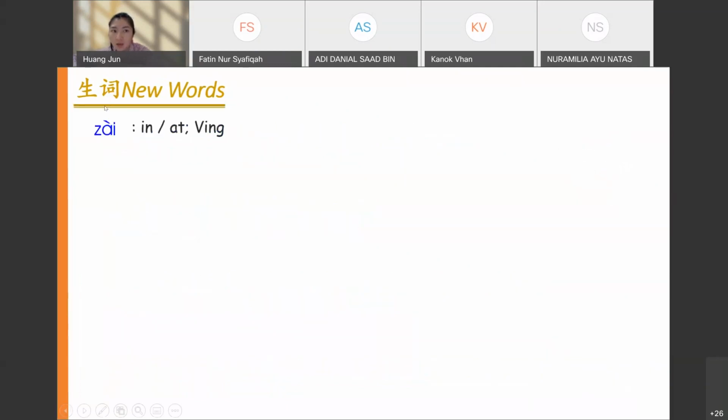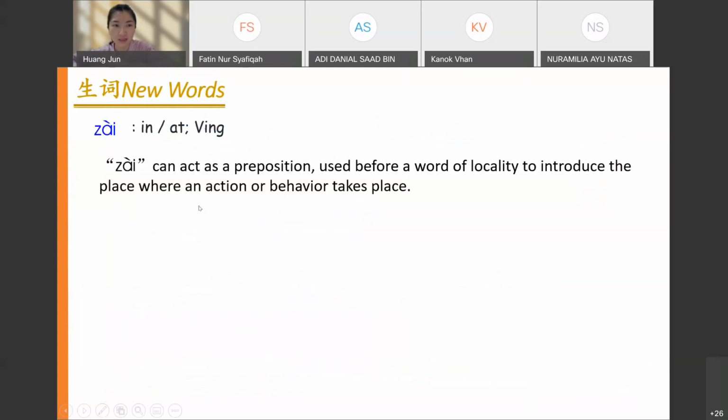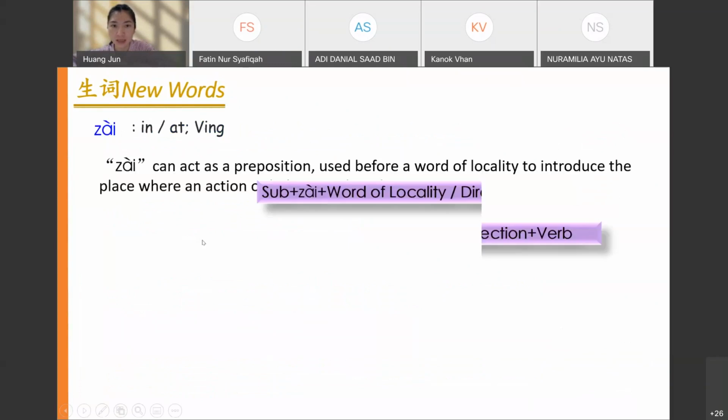So, continue, we check. We have learned the word 在 in lesson 2. 在 has two meanings. First meaning, if we use 在 with a place, we can translate it as in or at. But if we use 在 with a verb, then the meaning is -ing, like sitting down. Then look at it here.